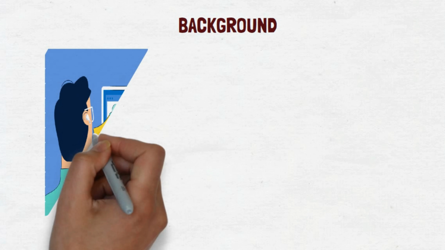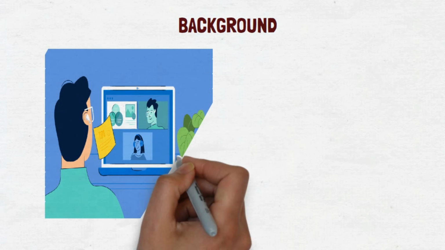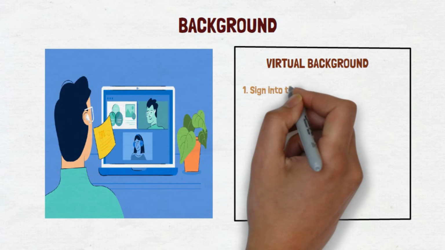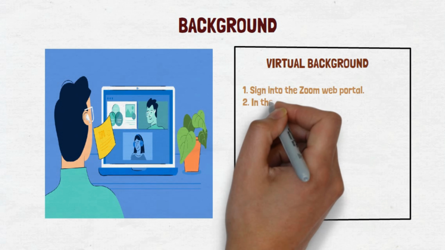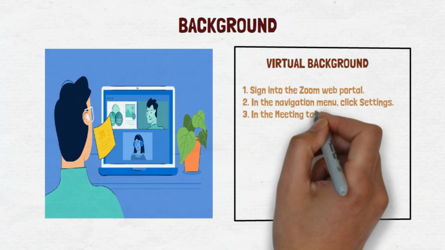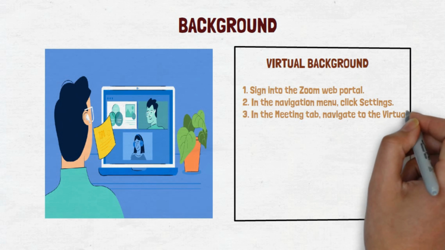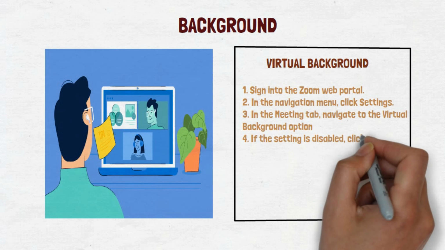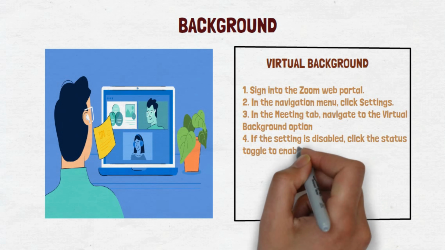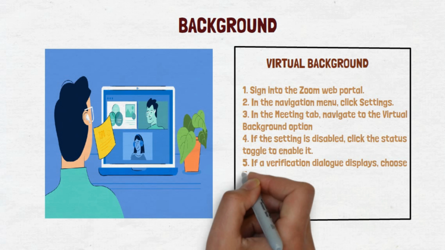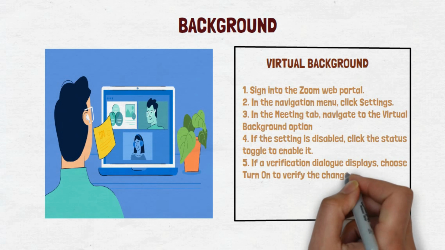Fourth, I will be talking about your background. We will need you to keep the distraction at a minimum, so you should keep your background neat and tidy. To enable the virtual background feature, sign into the Zoom web portal. In the navigation menu, click Settings. In the Meeting tab, navigate to the Virtual Background option under the Meeting Advanced section and verify that the setting is enabled. If the setting is disabled, click the status toggle to enable it. If a verification dialog displays, choose Turn On to verify the change.